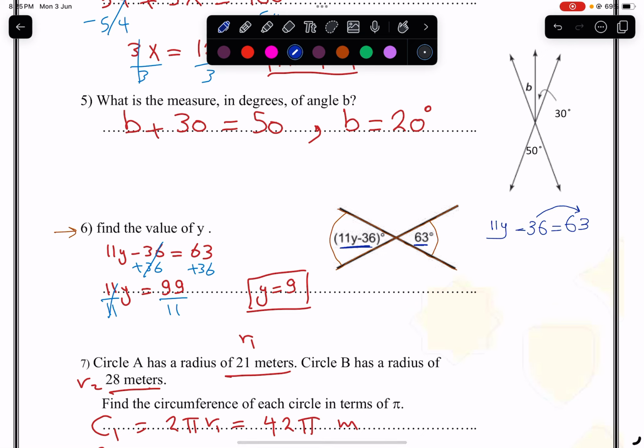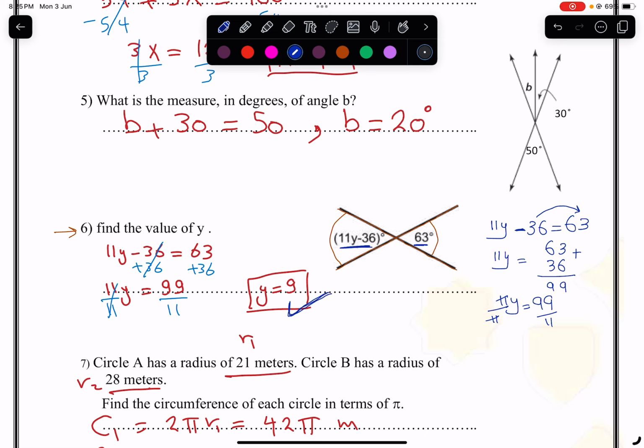Now what is the sign of 36? It is negative. When we move it, it becomes positive. So 11y equals 63 plus 36. Add, that's 99. So 11y equals 99. Now I still need y. I will divide here by 11, divide here by 11. So 99 divided by 11 is 9.